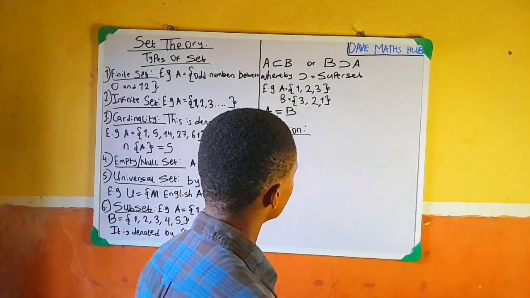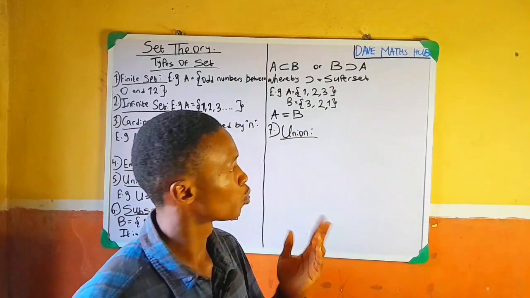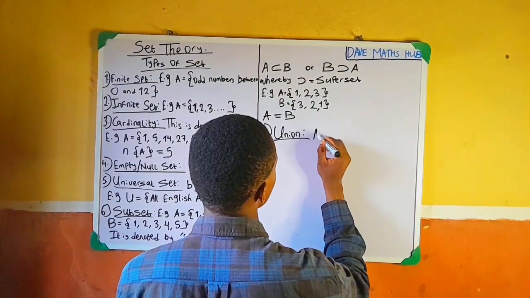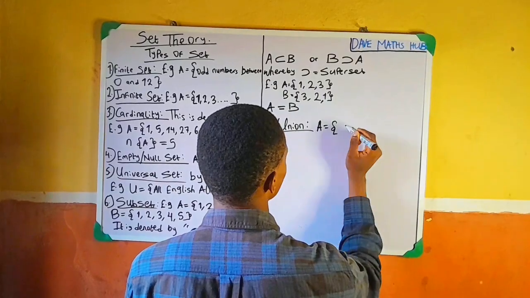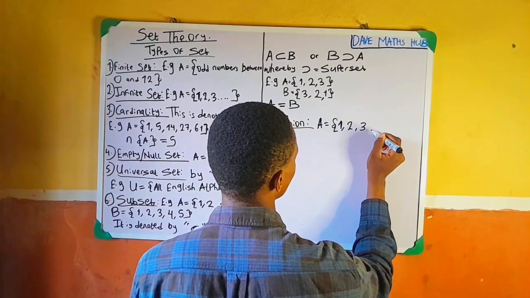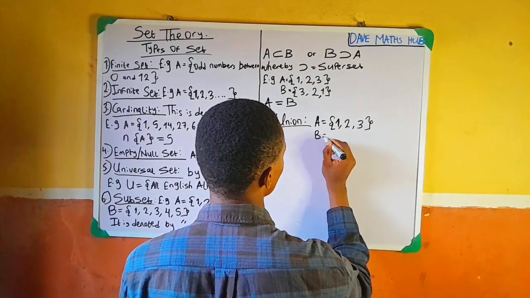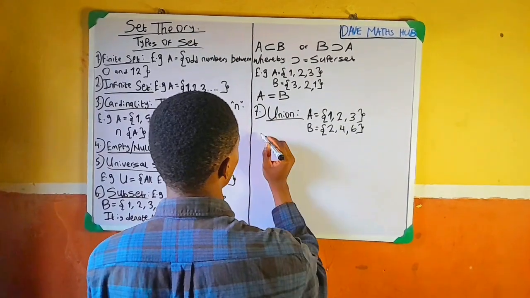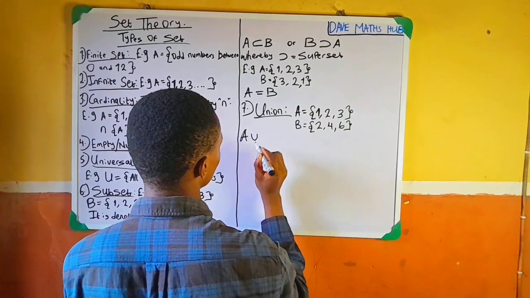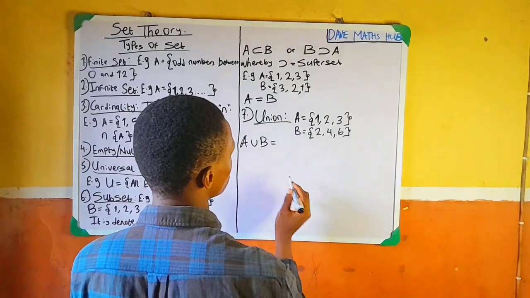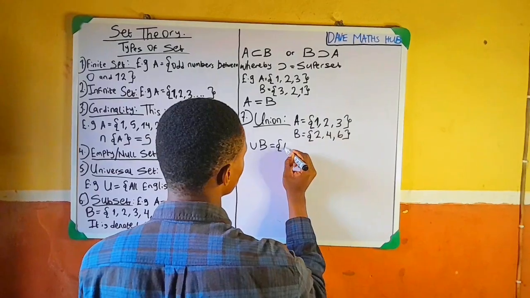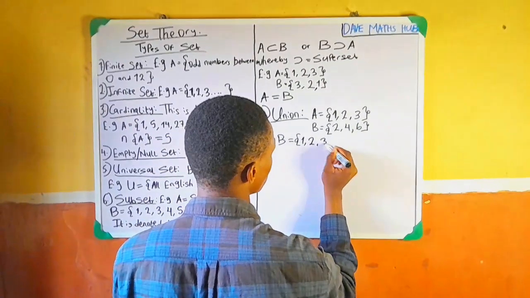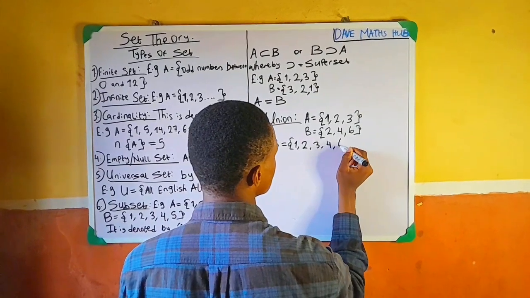Now, union consists of all elements belonging to two or more sets joined together. So let's say we have A equals {1, 2, 3}, then B equals {2, 4, 6}. Then we can say it is denoted by A union B, which will give us 1, 2 is here, 2 is here, 2, 3, 4, and 6.